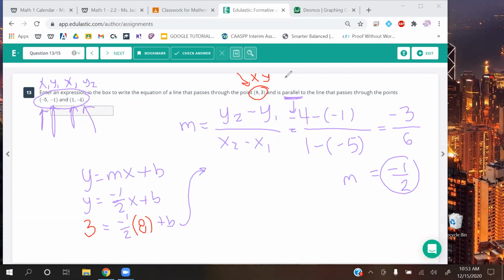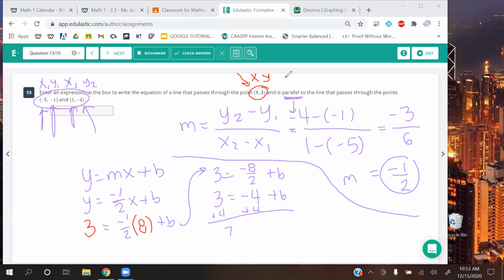So I'm going to rewrite over here. I'm going to continue there. We have 3 is equal to negative 1/2 times 8. We're going to multiply the negative 1 and the 8, so that's negative 8 over 2 plus b. We can simplify this. Negative 8 divided by 2, that's negative 4. And then solving for b, we're just going to add 4. You get 7 is equal to b.